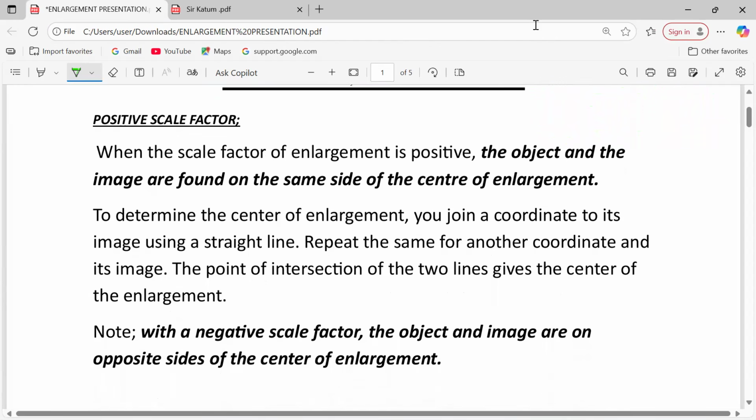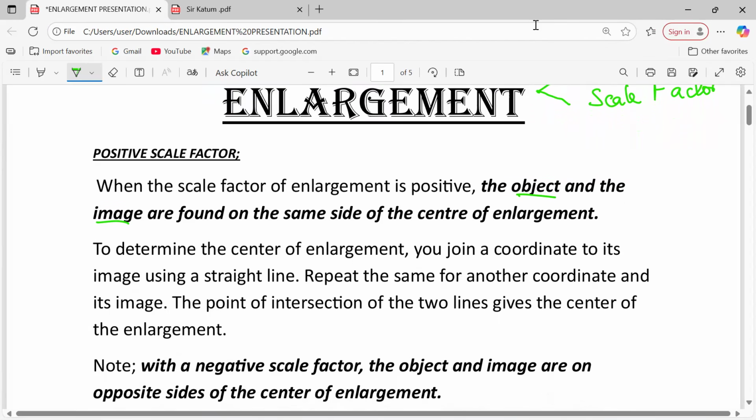So we say this: when the scale factor of enlargement is positive, the object and the image are found on the same side of the center of the enlargement. So if you have the center at this point, for example, and your object is at that point, this is object O, then after enlargement, the image is supposed to be on the same side. Now, the size of the image after enlargement will be determined by the scale factor of enlargement.